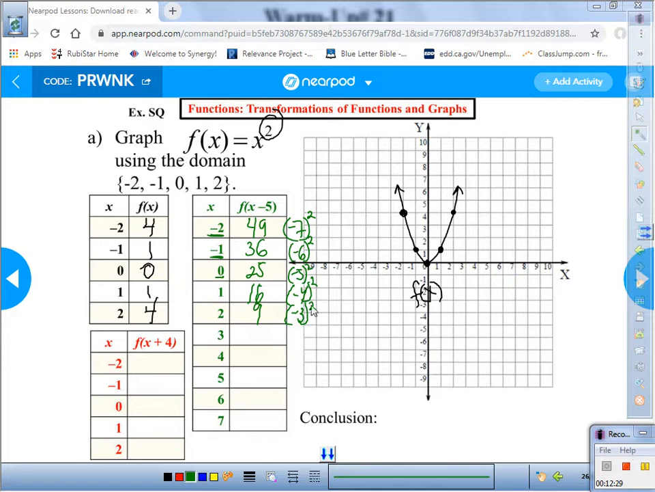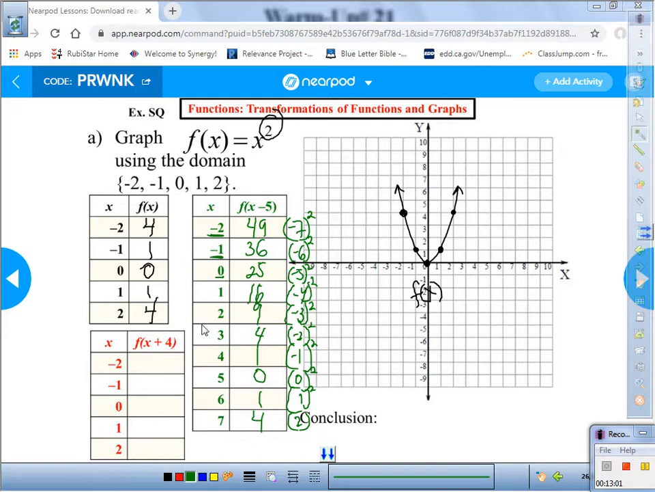Now, hopefully, you're starting to see a pattern. Look up. Negative 7, negative 6, negative 5. So what would be our next value here? Negative 2 squared, which is 4. Next value. Negative 1 squared, which is 1. Next one. 0 squared, which is 0. 1 squared, which is 1. 2 squared, which is 4.